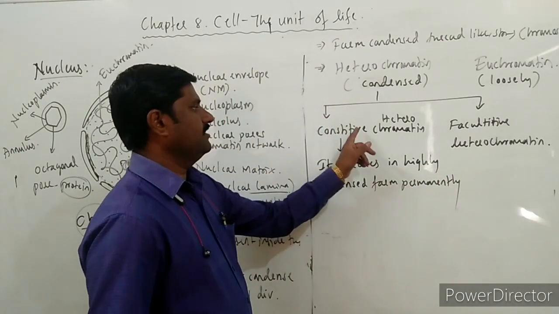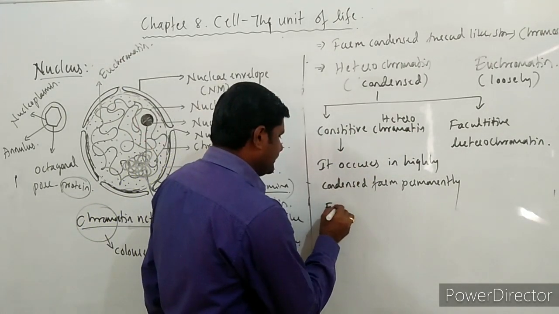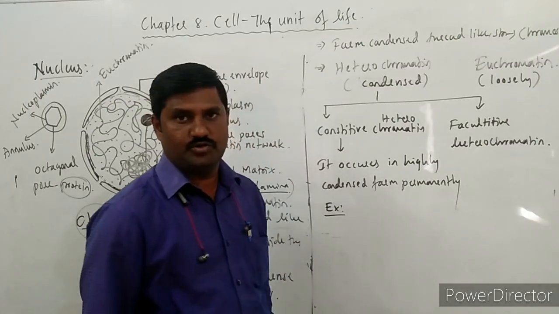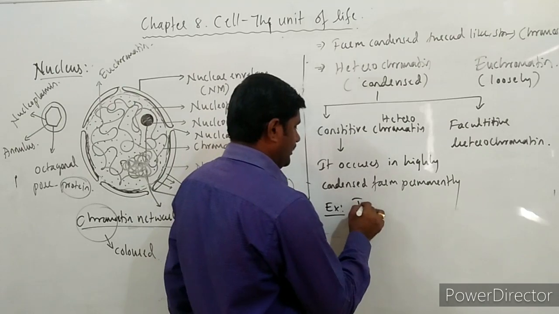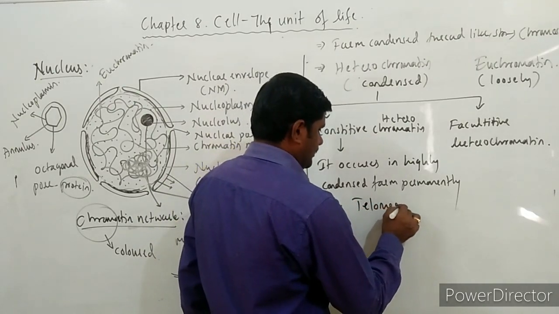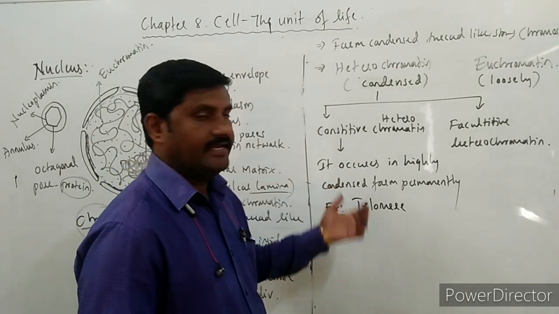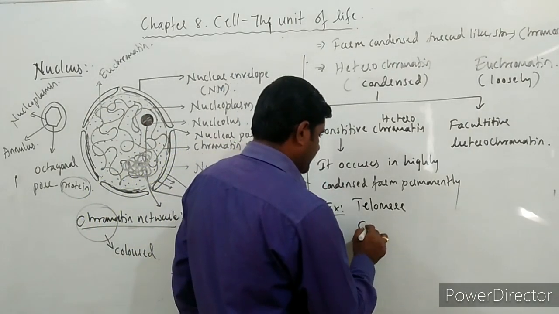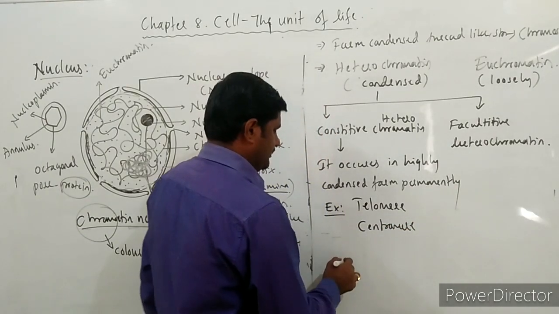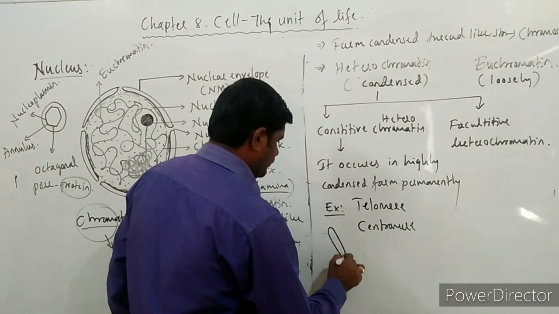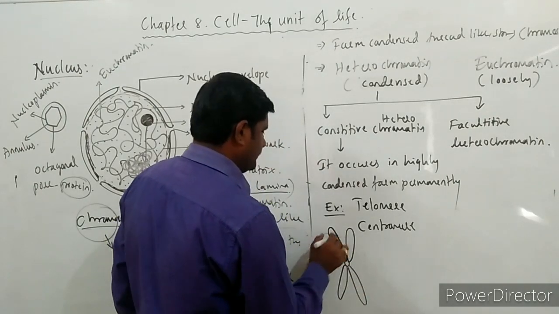If it is so, then it is called constitutive chromatin network. This is usually seen in some regions of the chromosome, like the telomere. Telomere is the terminal part of the chromosome where it is highly condensed, and the centromere. See here, this is the chromosome that we see right here itself.